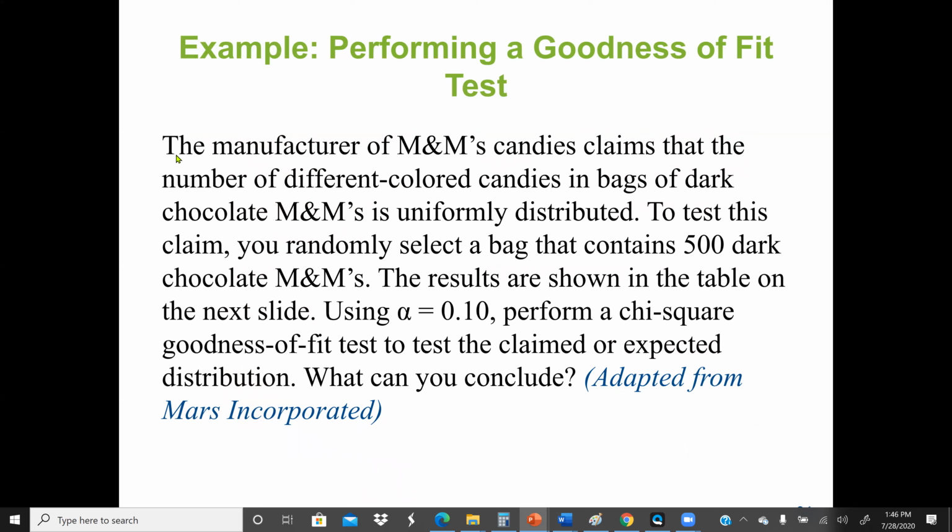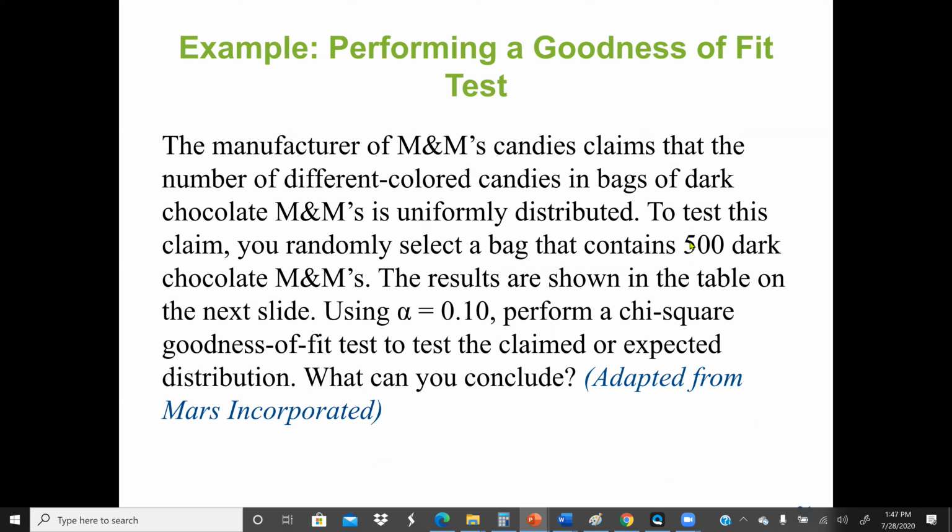So this is another example, performing a goodness of fit test. Here we have a manufacturer of M&M's candies who claims that the number of different colored candies in bags of dark chocolate M&M's is uniformly distributed. To test this claim, you randomly select a bag that contains 500 dark chocolate M&M's. So that will be our sample size, 500. The results are shown in a table on the next slide. We're also going to use alpha equal to 0.10 to perform the chi-square goodness of fit test to test the claim or expected distribution. And what will be our conclusion?